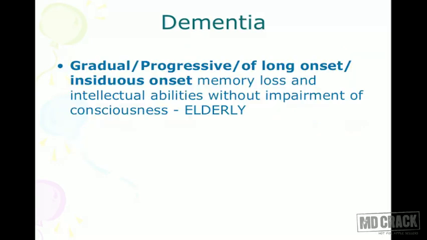Now we go to discuss what is dementia. In dementia, there is gradual, progressive memory loss of long or insidious onset. We saw delirium can be comparatively acute, comparatively rapid in onset. Dementia is a gradual onset. And memory and intellectual abilities may be lost without impairment of consciousness, usually in the earlier stages.